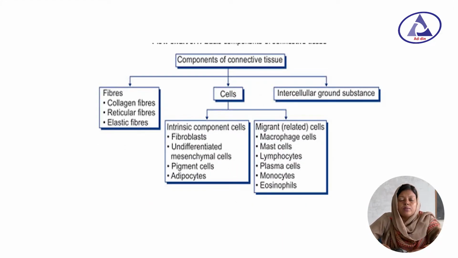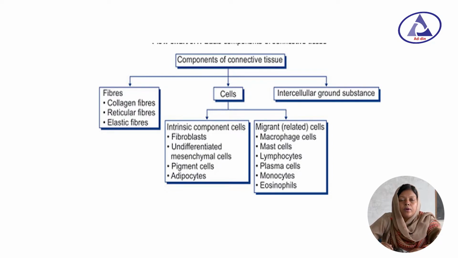Now, let's come to our next point. What are the components of the connective tissue? Connective tissue is composed of fibers, cells and intercellular ground substance. The fibers are the collagen fiber, reticular fiber and elastic fiber. In examination, usually in viva, it is asked what are the names of the fibers of the connective tissue. So, I repeat that they are collagen fiber, reticular fiber and elastic fiber.